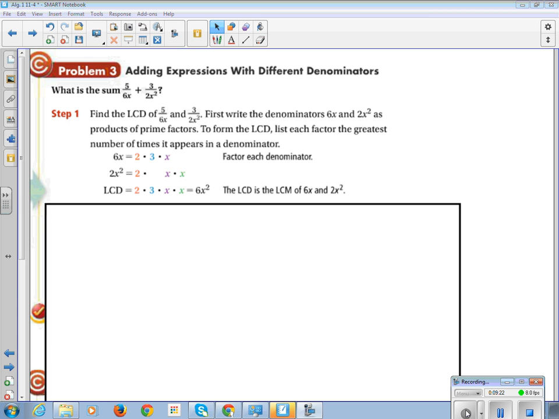So each of them have a 2, so the 2 comes down. 6 has a 3, so it comes down. Each of them have an x, so it comes down, and then 2x squared has 1 extra x. So the least common denominator is 6x squared.